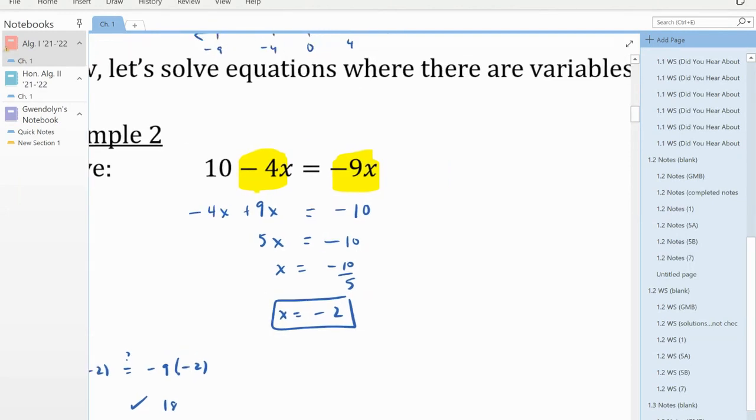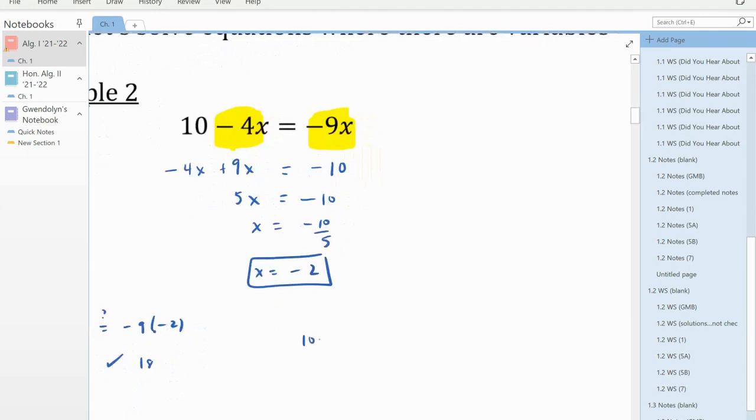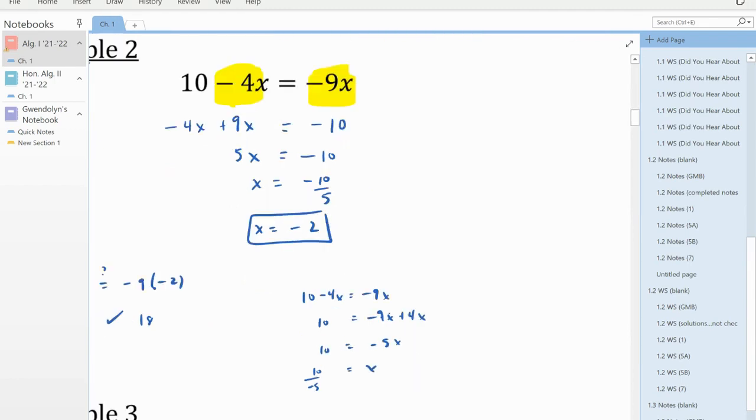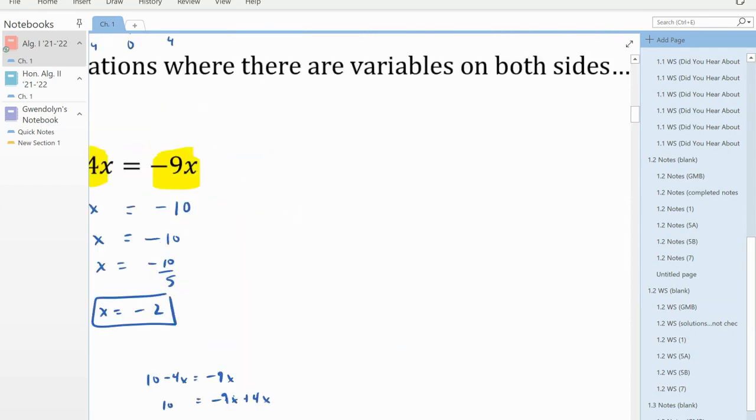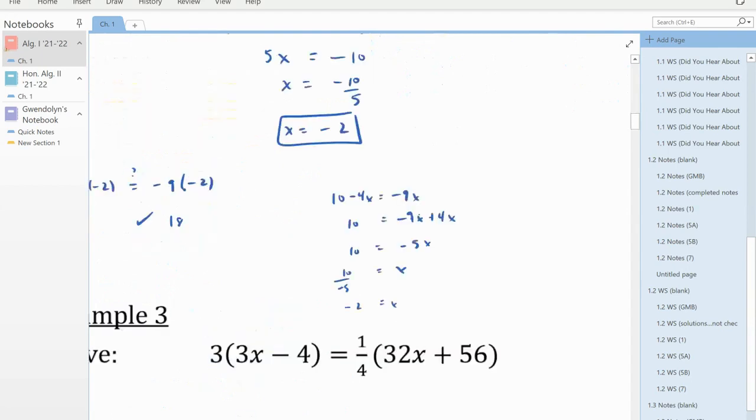Now, like I said, that was my choice. I didn't have to do that. I could have brought the x's to this side, which would have been less to move. And then I would have divided both sides by negative 5 and gotten the exact same thing. It's fine.